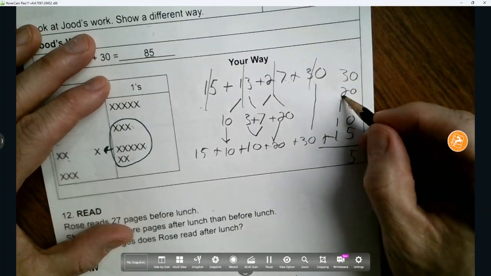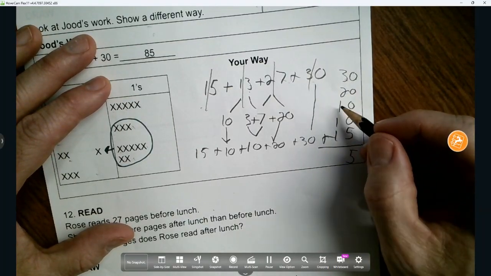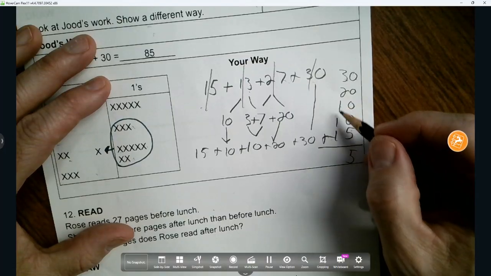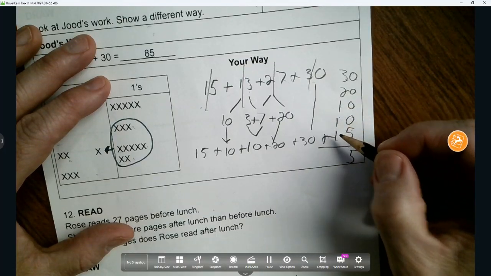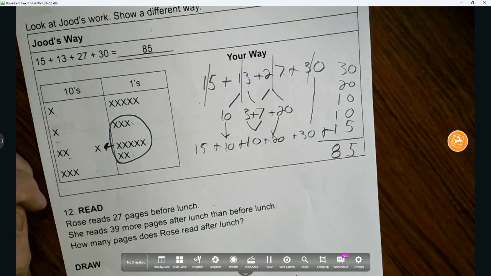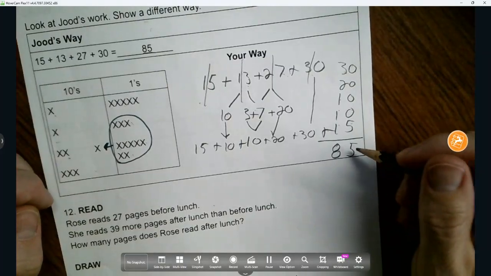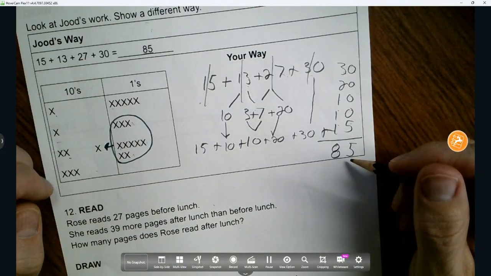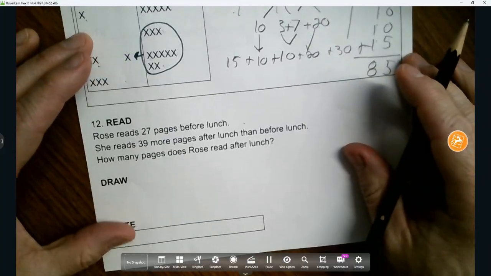We have 3 plus 2 is 5. Plus 1 is 6. Plus 1 is 7. Plus 1 is 8. So there's our way. And it looks like we got the same answer Jude did. So Jude got it right. You know who else got it right? We got it right. Good job.